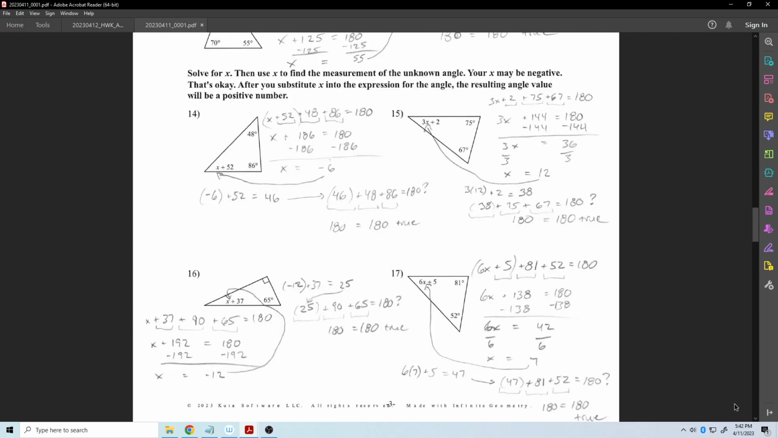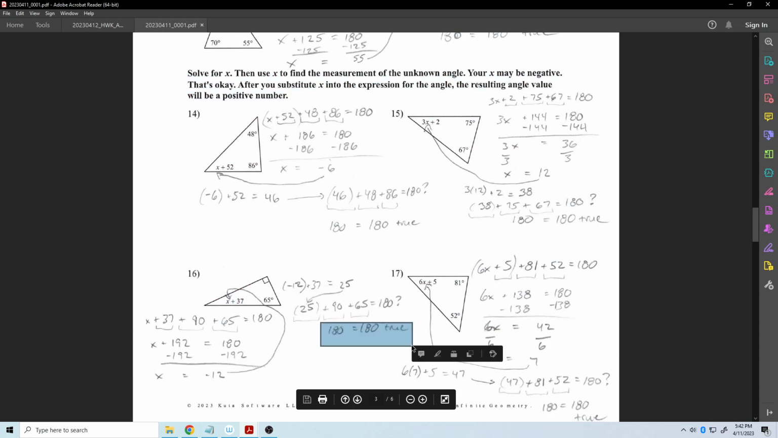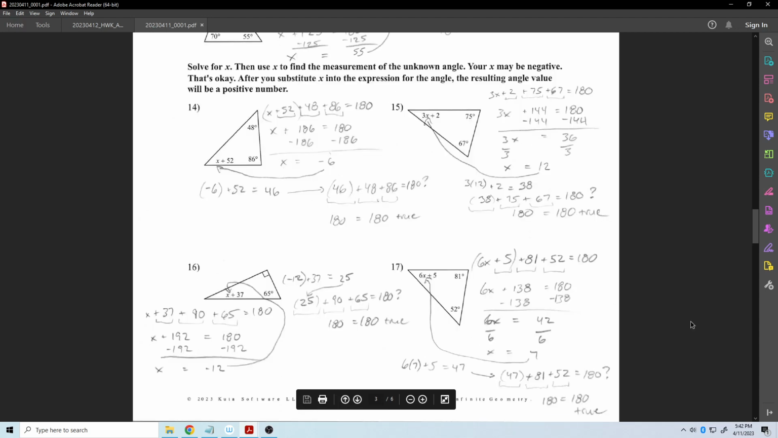Again, same steps, 16 and 17. Number 16 came out to be a negative x number. Plug it back in, you work it all out, it ends up being 180 equals 180, a true statement. Therefore, the steps we've taken make sense. Number 17 was a positive number, x equals 7, plug it back in, you get 47. You're saying 47 plus 81 plus 52 equals 180, right? You add them all up, and 180 is in fact equal to 180. It's a true statement. Therefore, the math checks out.